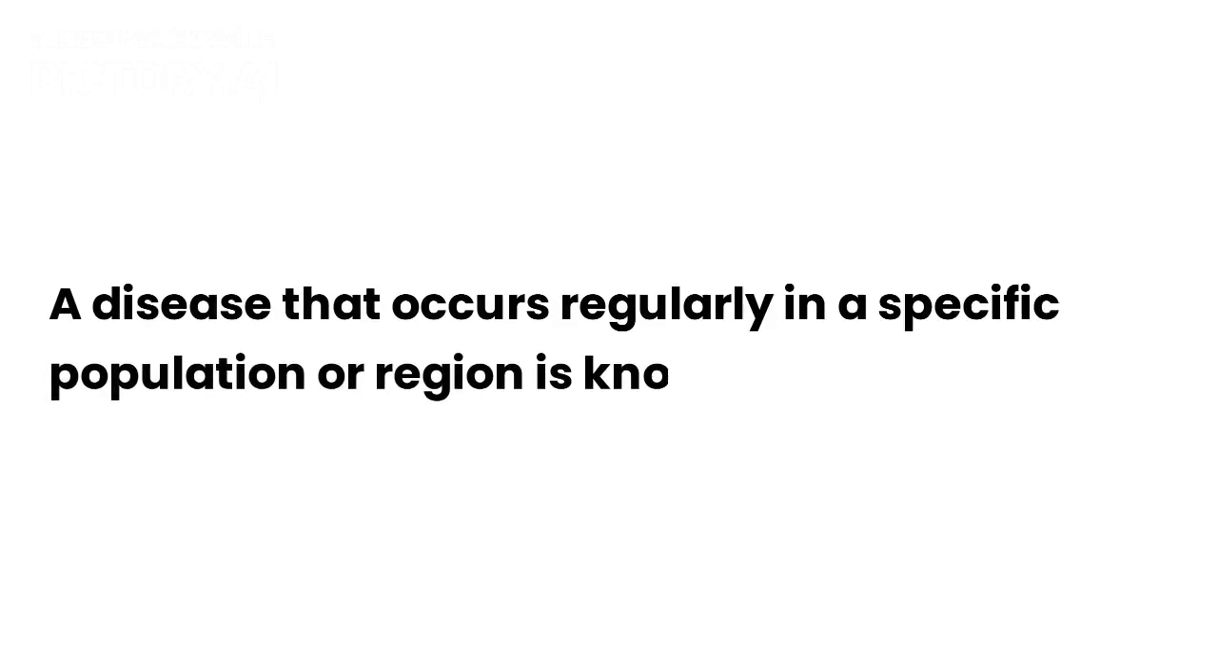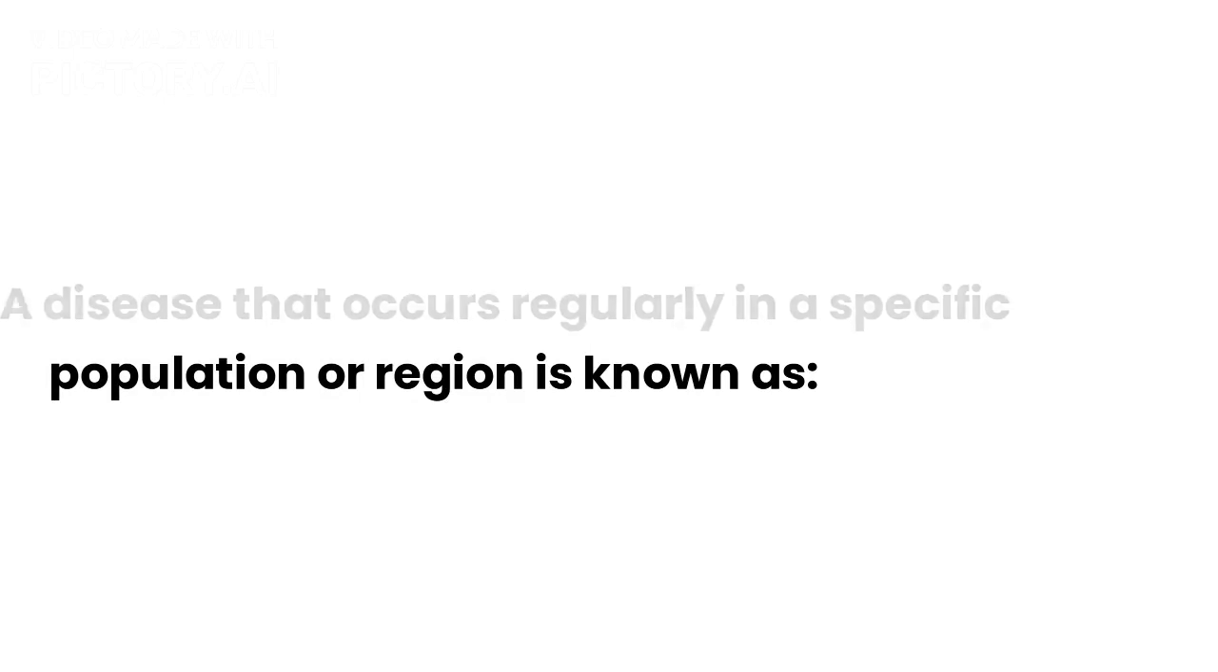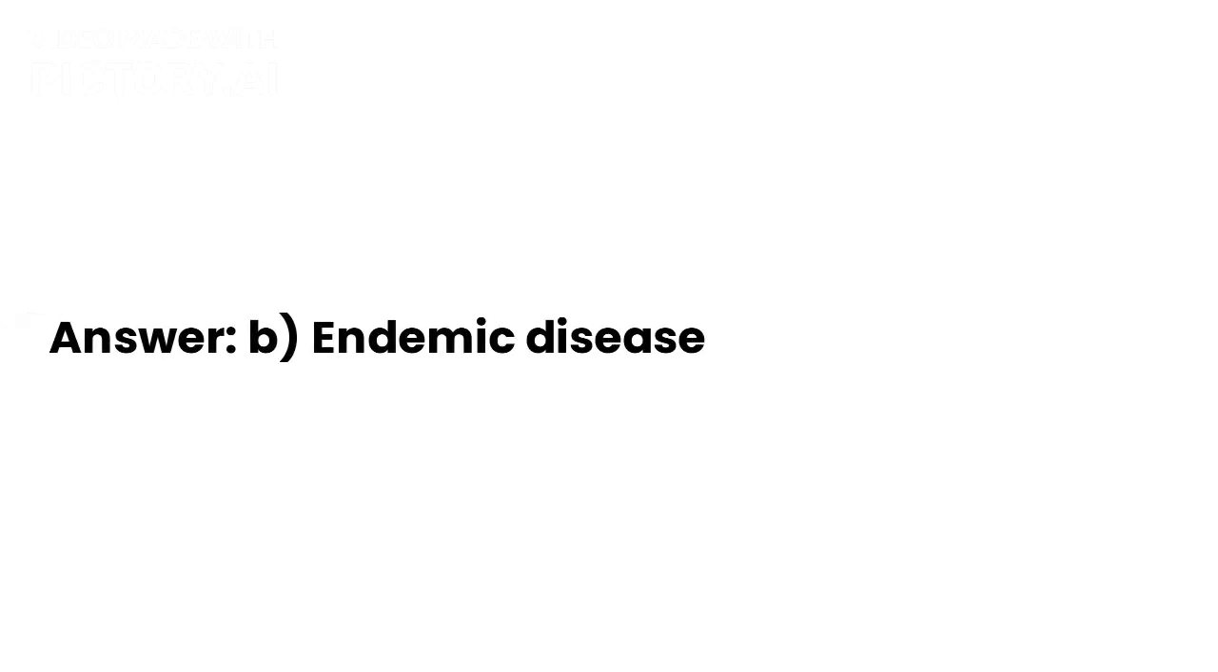3. A disease that occurs regularly in a specific population or region is known as A. Sporadic disease. B. Endemic disease. C. Epidemic disease. D. Syndemic disease. Answer, B. Endemic disease.